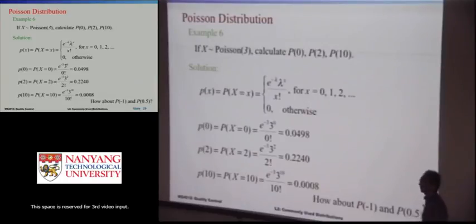So then, just a quick question. How about P(-1) and P(0.5)? What's the value for P(-1)? 0, right? For all other values, it comes to this category. And P(-1) equals 0. P(0.5) equals 0.